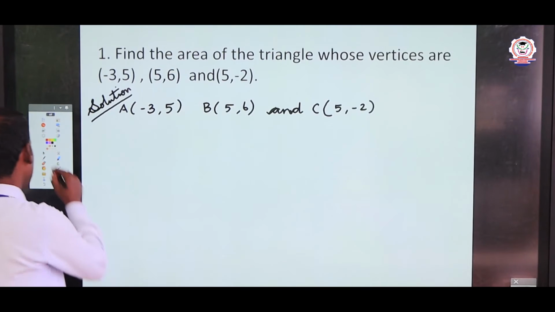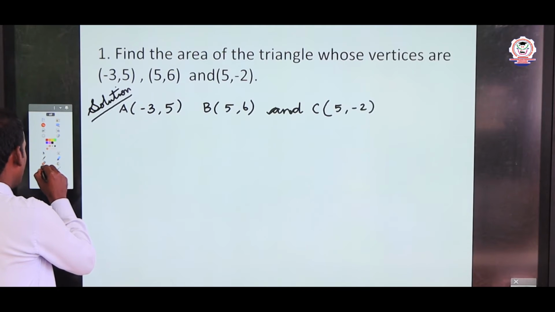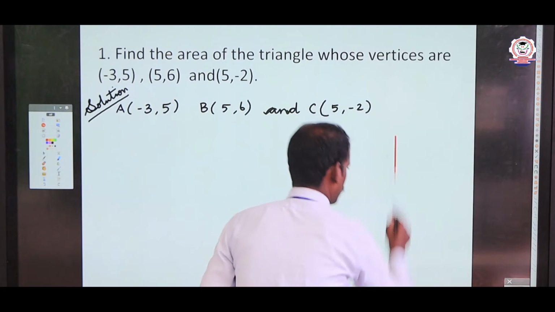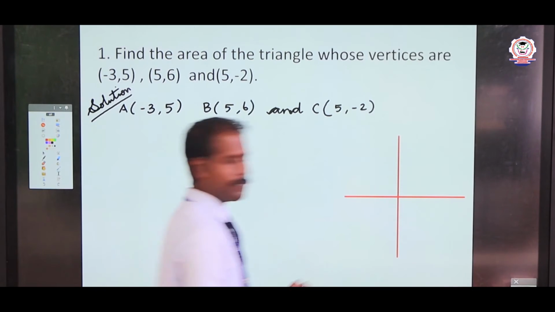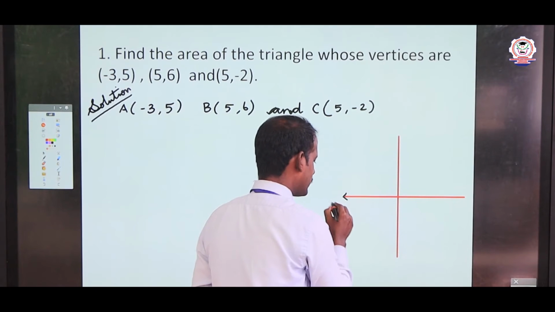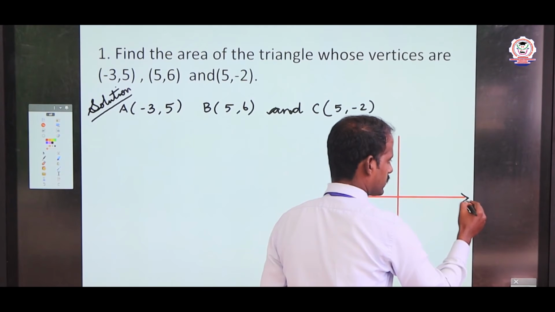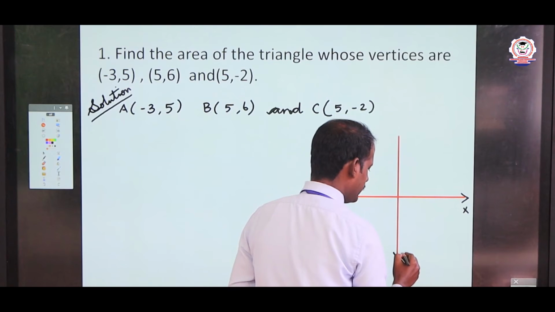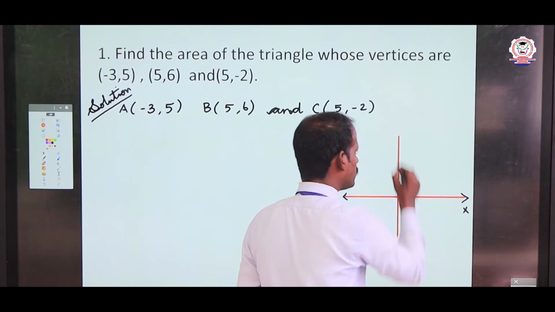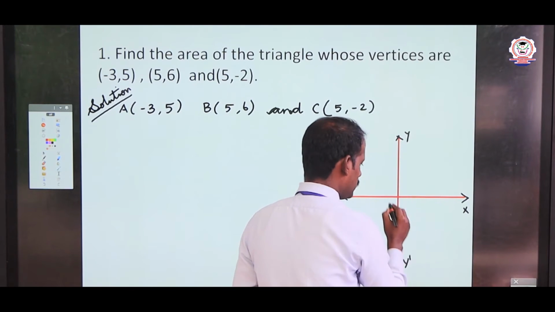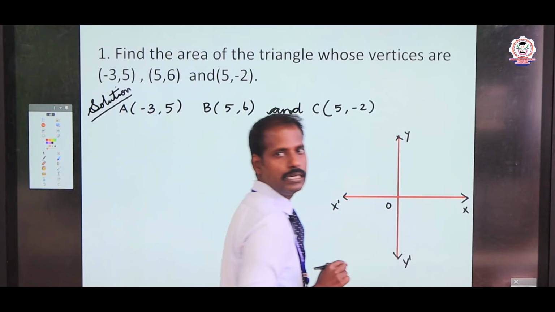So first we should draw the graph. First of all, the horizontal line is called the x-axis, that is x dash x, and the vertical line is called the y-axis, that is y dash y. This is origin O. Okay.